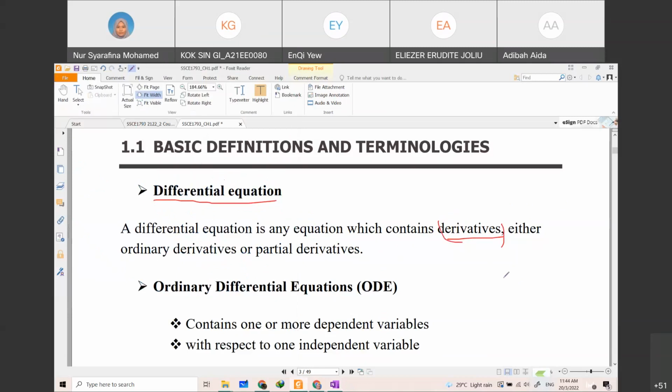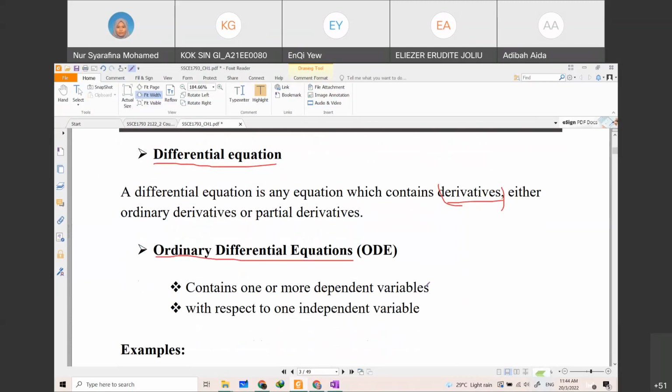So what are ordinary differential equations? What is an ODE here? An ODE contains one or more dependent variables with respect to one independent variable. Okay, what are dependent and independent variables? Anyone?